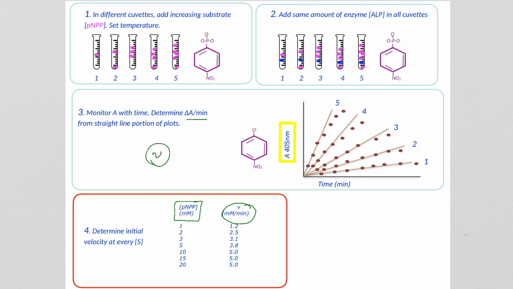Once again, keep in mind the concentration of enzyme in all of these cuvettes is fixed. It doesn't change. So only substrate concentration changes and we determine the initial velocity at each substrate concentration. So this is the data we need. This is a very important piece of data that we need for enzyme kinetics.